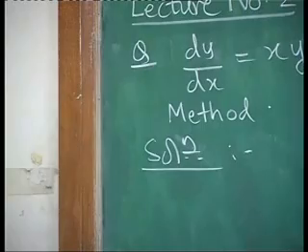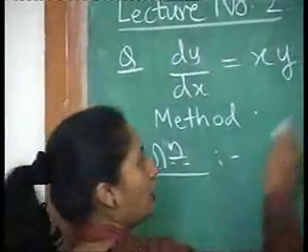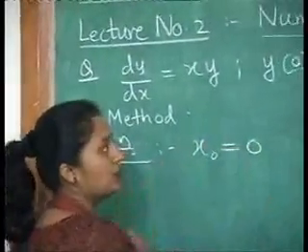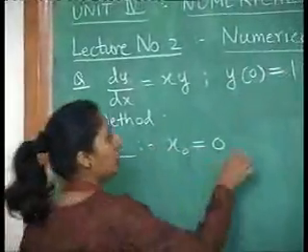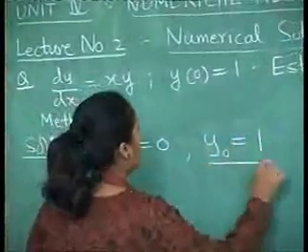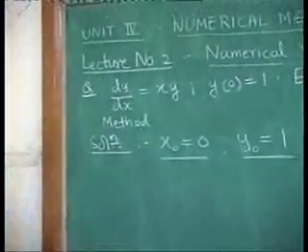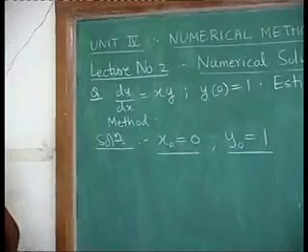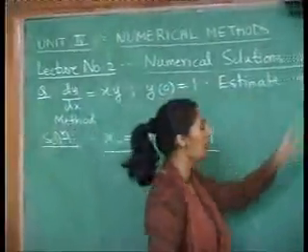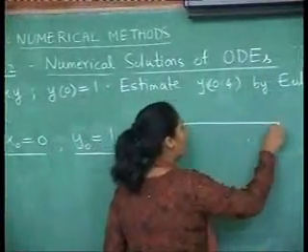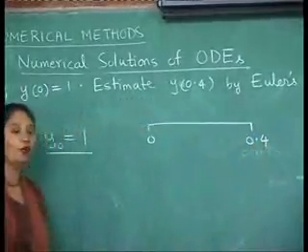Let us first write down the initial conditions. When x is x0, that is given to be 0. When x is x0, the value of y at that point is given to be 1. So x0 is 0 and y0 is equal to 1. Now, the value of y at 0 is given and we are interested in finding out the value at 0.4. So the value at 0 is given. I want to know the value at 0.4.